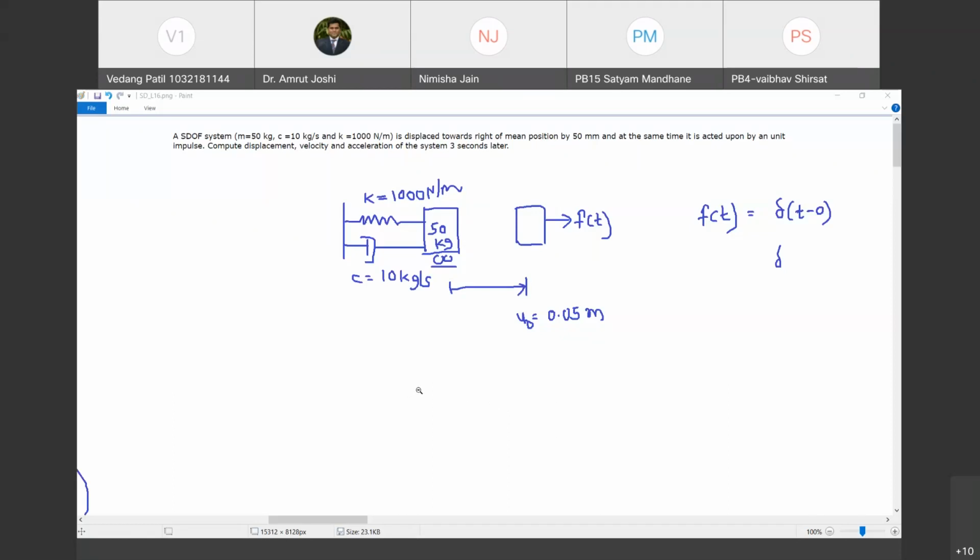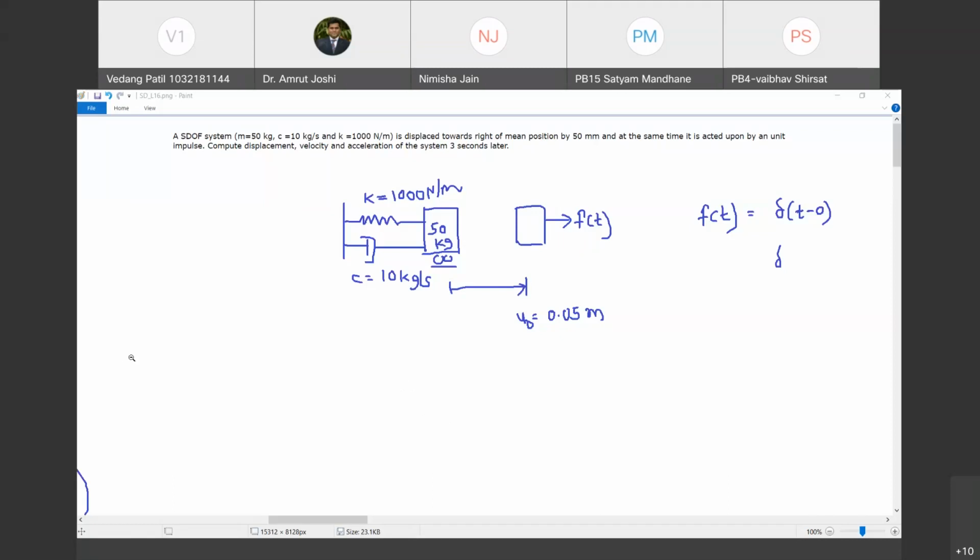But we cannot take that response of the system because it is given for the system that starts from middle position and with rest. That means velocity and mean position both are zero, for that this response is valid. Are you with me?